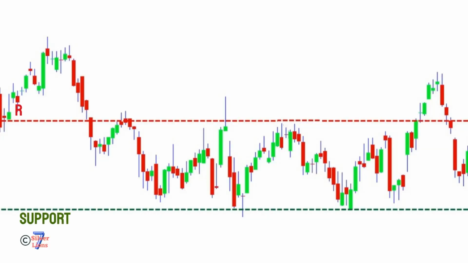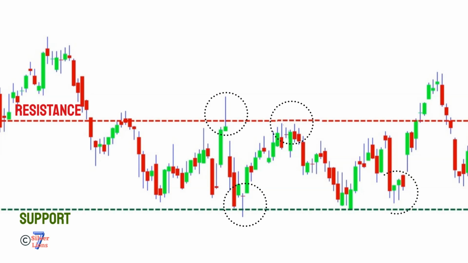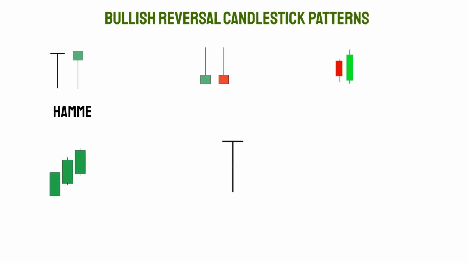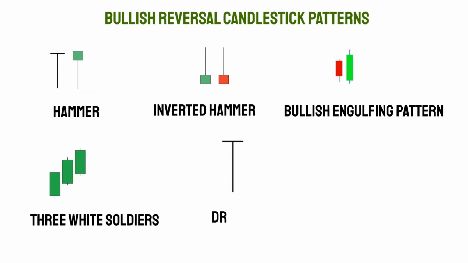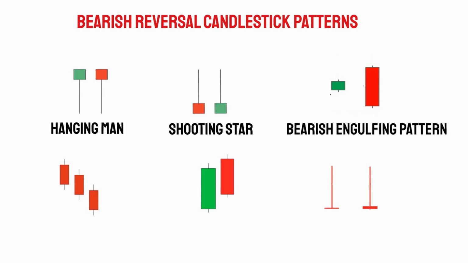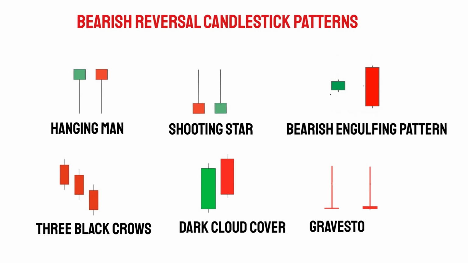You need to pay attention to candlestick patterns when the price approaches near a support or resistance level. If bullish or bearish candlestick patterns appear near a support or resistance level, you may prepare to enter or exit the market. When a spinning top or any doji appears after a long uptrend or downtrend, a trend reversal might be ahead. Some powerful bullish candlestick patterns are hammer, inverted hammer, bullish engulfing pattern, three white soldiers and dragonfly doji. Some bearish candlesticks are hanging man, shooting star, bearish engulfing pattern, three black crows, dark cloud cover and gravestone doji.